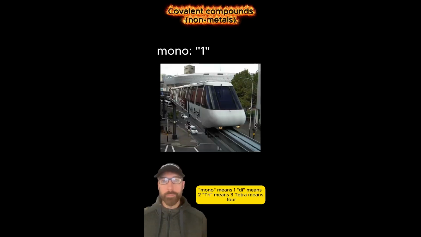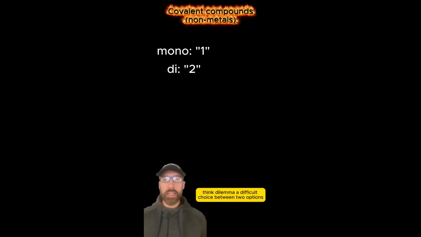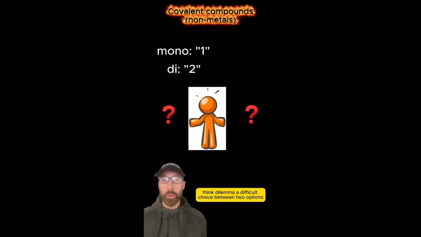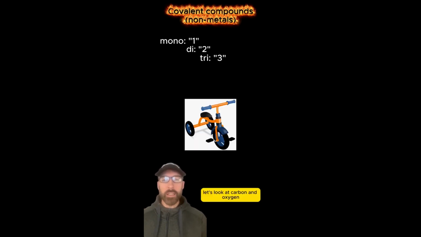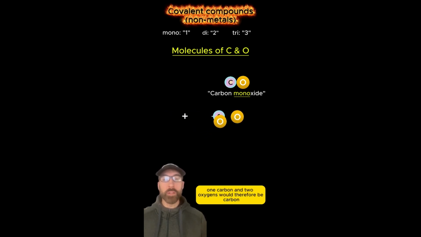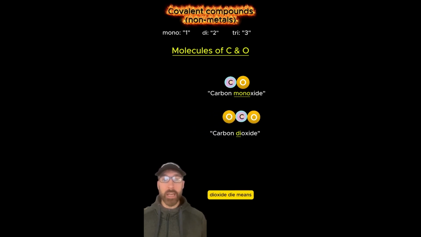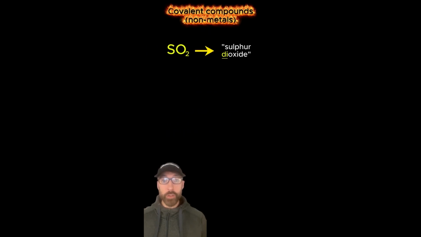Mono means 1, think monorail or monobrow. Di means 2, think dilemma, a difficult choice between 2 options. Tri means 3, think tricycle. Let's look at carbon and oxygen. 1 carbon and 1 oxygen is carbon monoxide. Mono tells us there's 1 oxygen. 1 carbon and 2 oxygens would therefore be carbon dioxide. Di means 2, so 2 oxygens. So SO2 is sulfur dioxide and SO3 is sulfur trioxide.